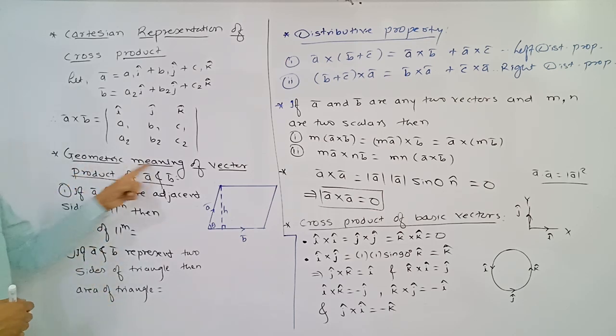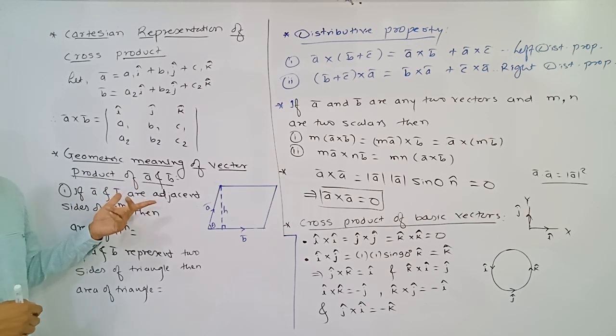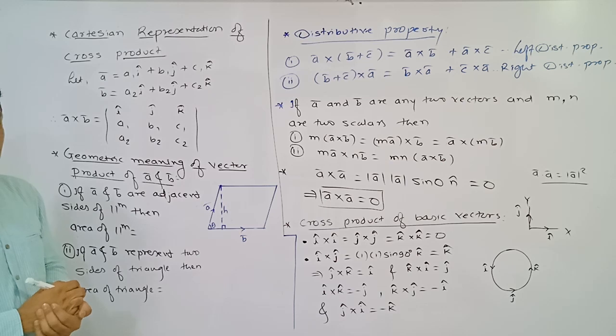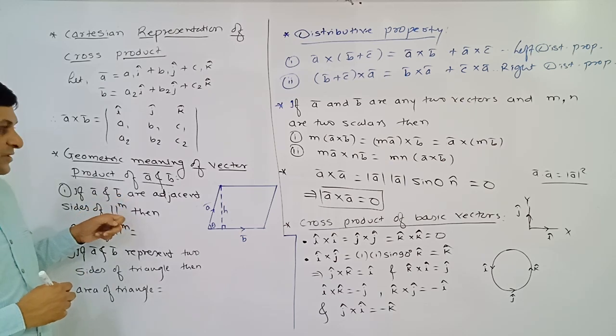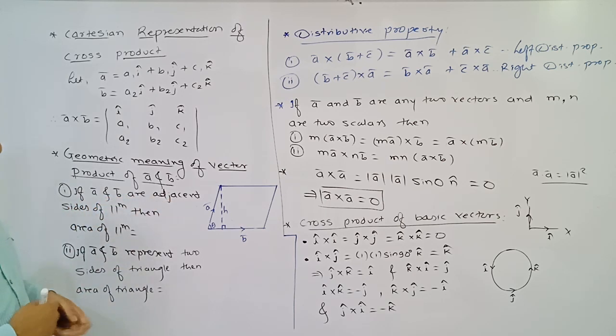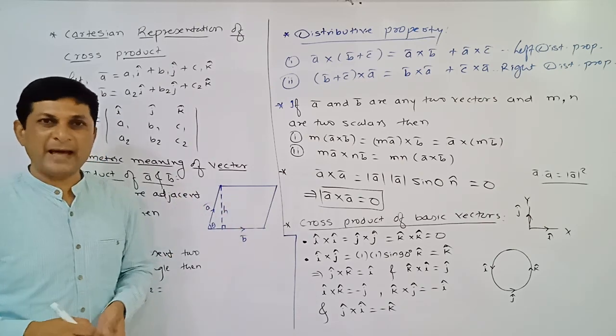So now, the geometric meaning of the vector product. Vector product means what? Cross product. The alternate word for vector product is cross product. Now, if A bar and B bar, see the first geometric application. If A bar and B bar are two adjacent sides of a parallelogram, here A bar and B bar represent two adjacent sides of a parallelogram.